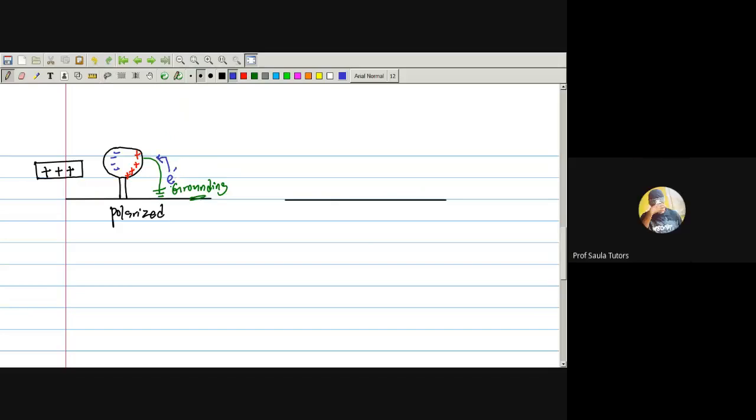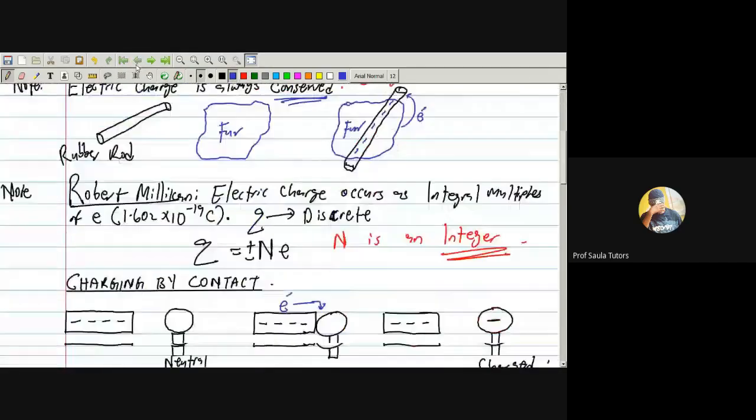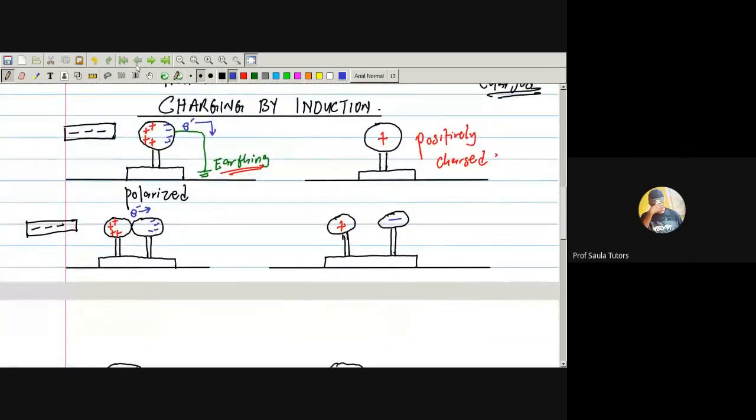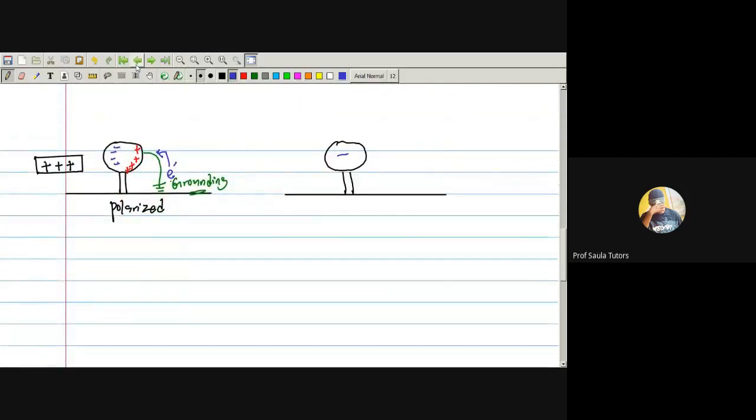When electrons move from the ground to this sphere, we will now have more negative charge than positive charge. It makes sense, right? So when we have more negative charge than positive charge, this guy will acquire a net negative charge. So you can see how I've charged this sphere. First I charged it positive from this side, and here I'm also charging it negative. So I've given you various examples altogether. That is charging by induction.